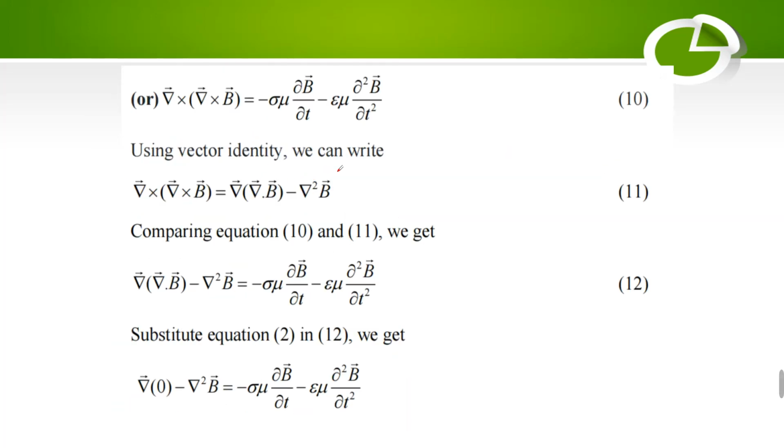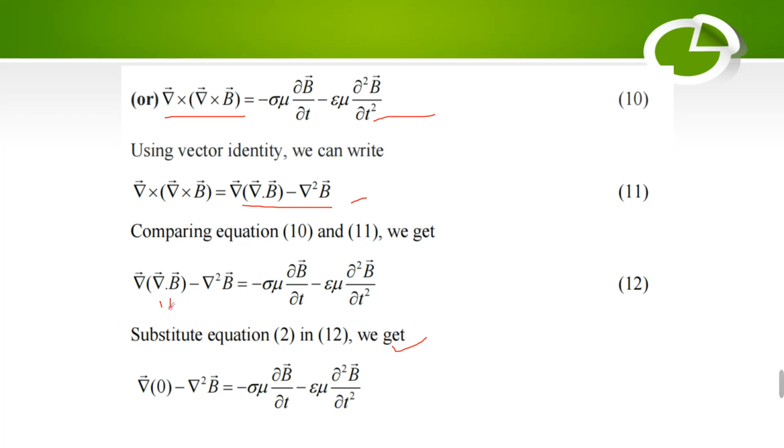So using the vector identity, here also we are splitting the terms in terms of magnetic field. When we split, it becomes del vector of del dot B vector minus del square B vector. So substitute the value of equation 11 in equation 10 instead of this term. So it becomes del vector of del dot B vector minus del square B vector is equal to minus sigma mu into dou B by dou T minus epsilon mu into dou square B vector by dou T square.